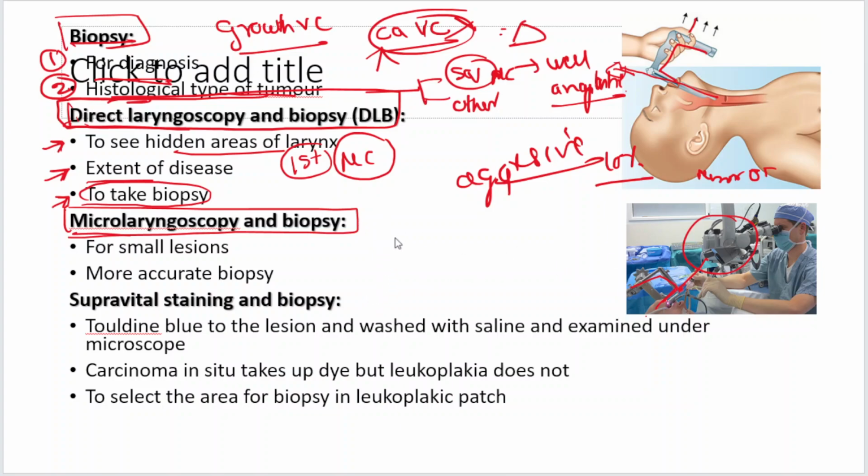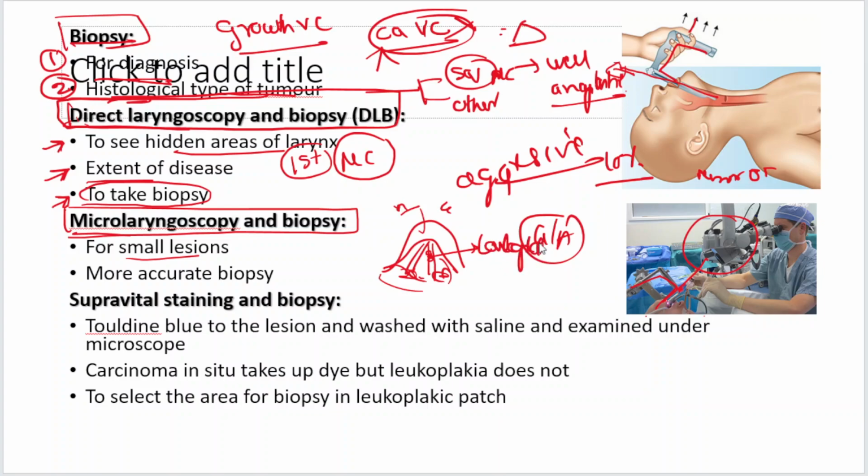Because it is general anesthesia, this is a somewhat riskier procedure compared to local anesthesia. But basically, microlaryngoscopy is for small lesions, a small vocal cord growth. You're not sure whether it is a leukoplakia or a growth of the vocal cord. It can be a leukoplakia also.